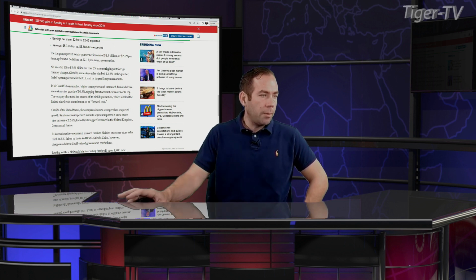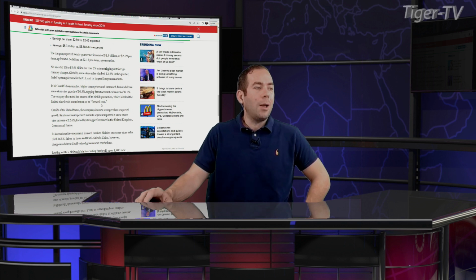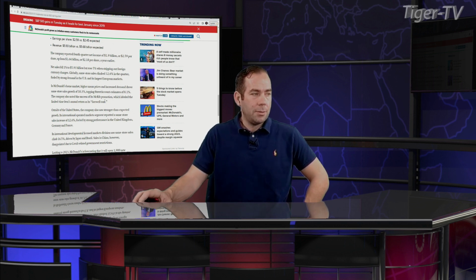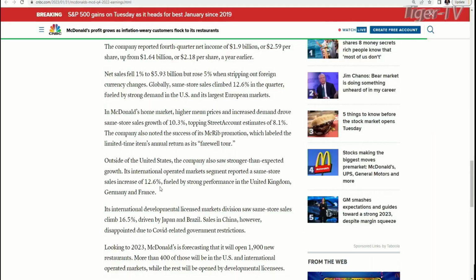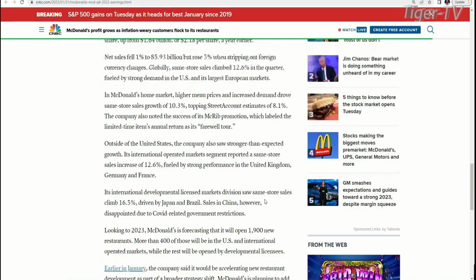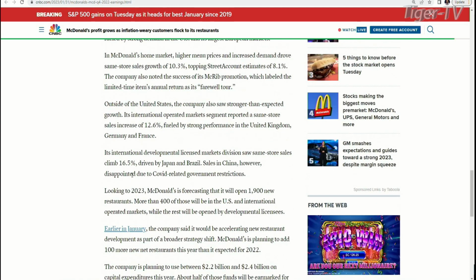Whether it's the McRib, they had a farewell tour for the McRib. When's that come back? Next year for another farewell tour? I kid. But outside of the U.S., stronger than expected growth. International operated markets, same-store sales growth 12.6%. Strong performance in the UK, Germany, and France. Look at that. And then the international development licensed markets, 16.5%.